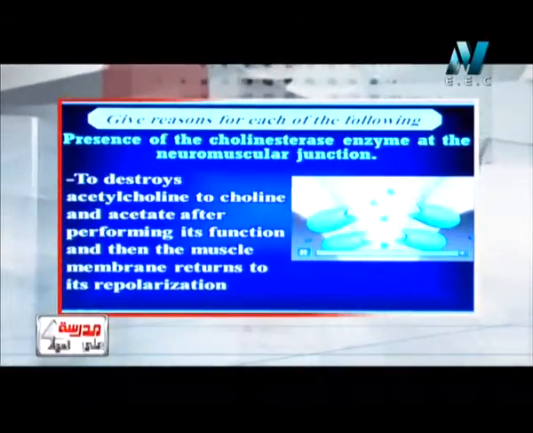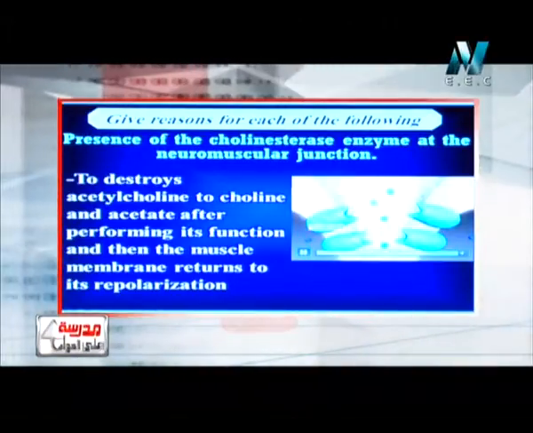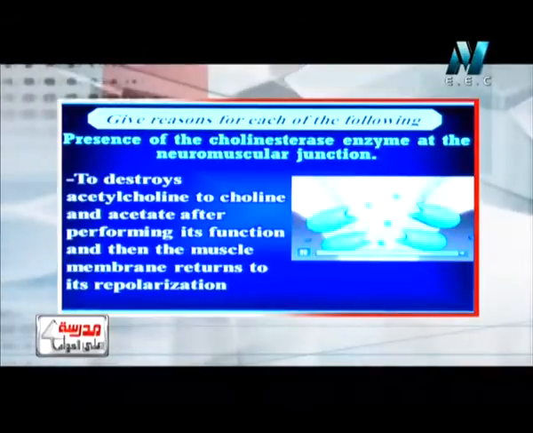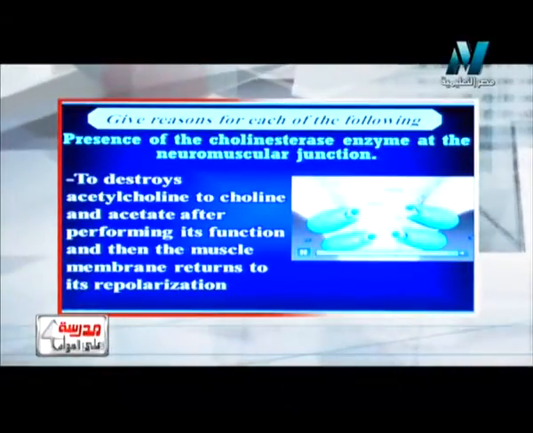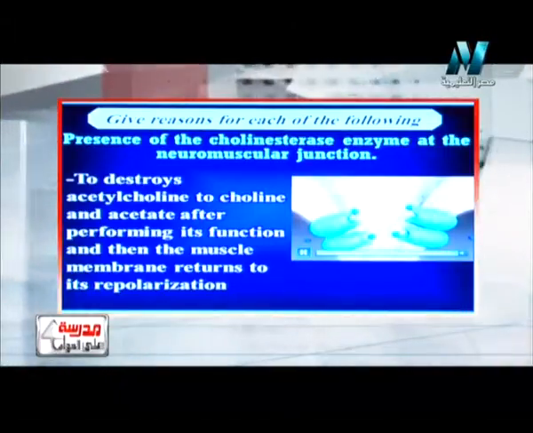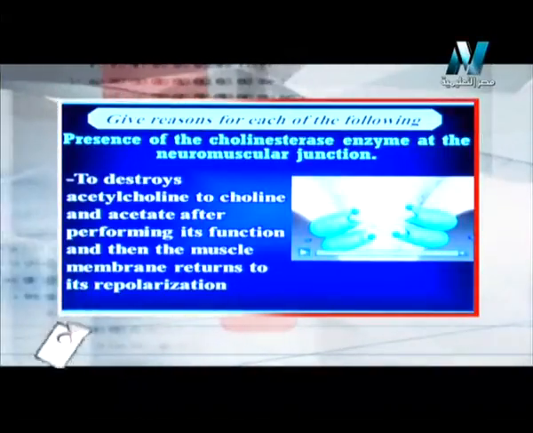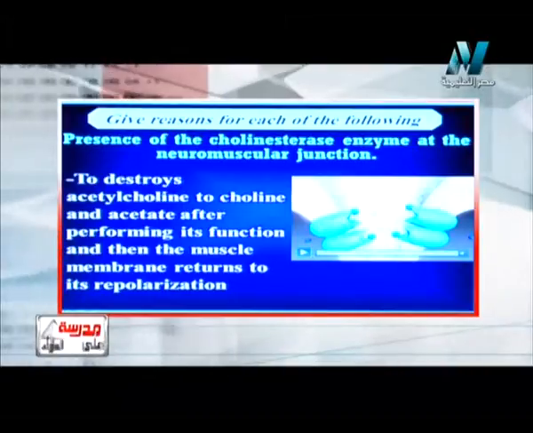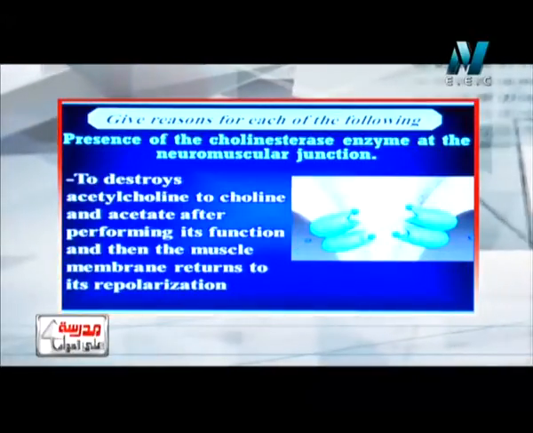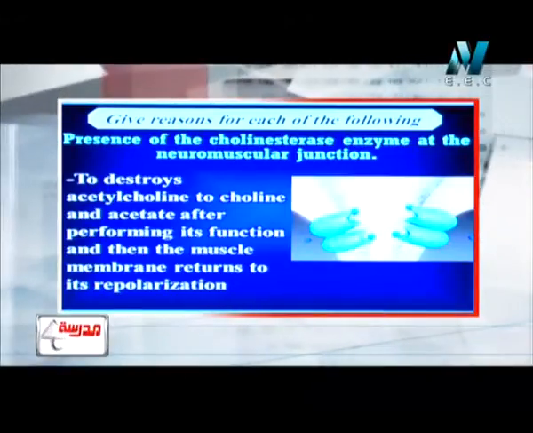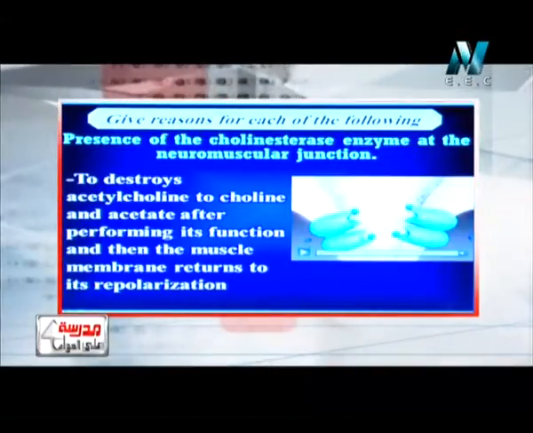These parts represent the cholinesterase enzyme. The cholinesterase enzyme destroys the acetylcholine into choline and acetate, to allow the membrane to regain its polarization, in the state which is called the repolarization process. So the muscle can relax.